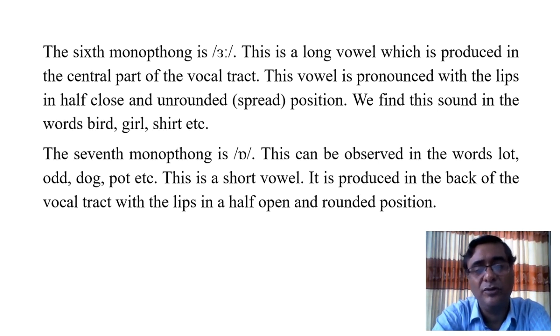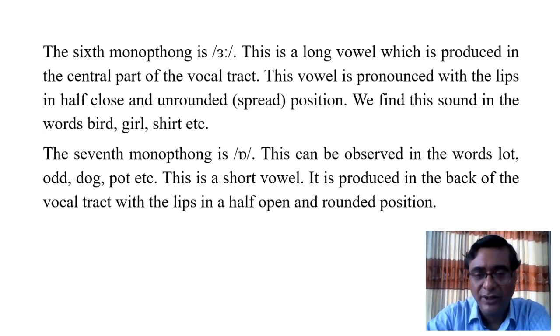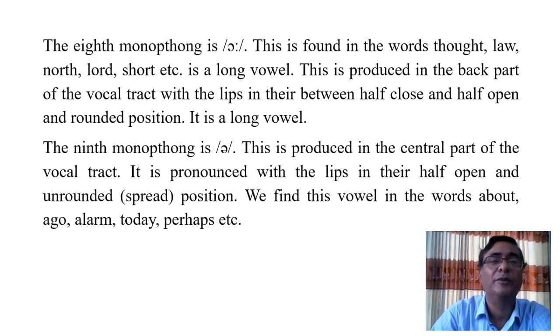This is a short vowel, we all know that. It is produced in the back of the vocal tract, as I have said, with the lips in a half open and rounded position. That is important. Half open position, not fully open. Then we will see fully open. Pot, dog, odd. Now, my lips are rounded. Pot, pot. Not fully open, almost open. Dog, odd, pot. So, remember this one, that this is rounded, our lips are in rounded position and in half open position.